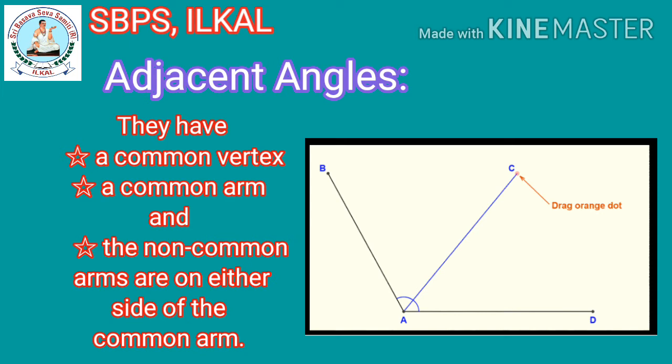Which one are you going to consider as the common arm, children? Remaining two line segments should be opposite to that. Observe here, AC we can consider as a common arm. Here the common vertex is capital A. And AB and AD are the other two sides which are opposite to the common arm. Means the non-common arms are on either side of the common arm, those two are AD and AB here.